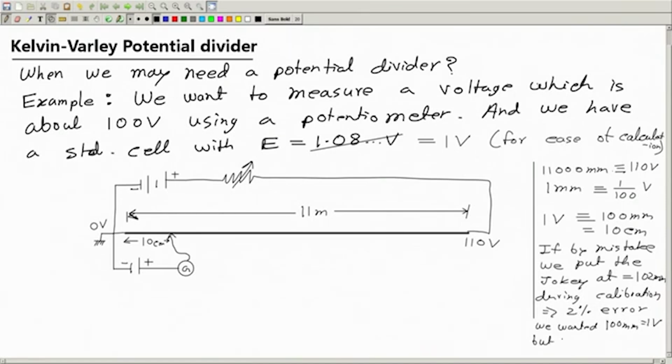but we have, let me write it this way. We wanted 1 millimeter equal to 1 by 100 volt, and we actually have 1 millimeter equal to 1 over 102 volt. So, now this is approximately a 2% error. If you remember the rule for error in product and division, then you know that this is approximately a 2% error in the voltage per millimeter.